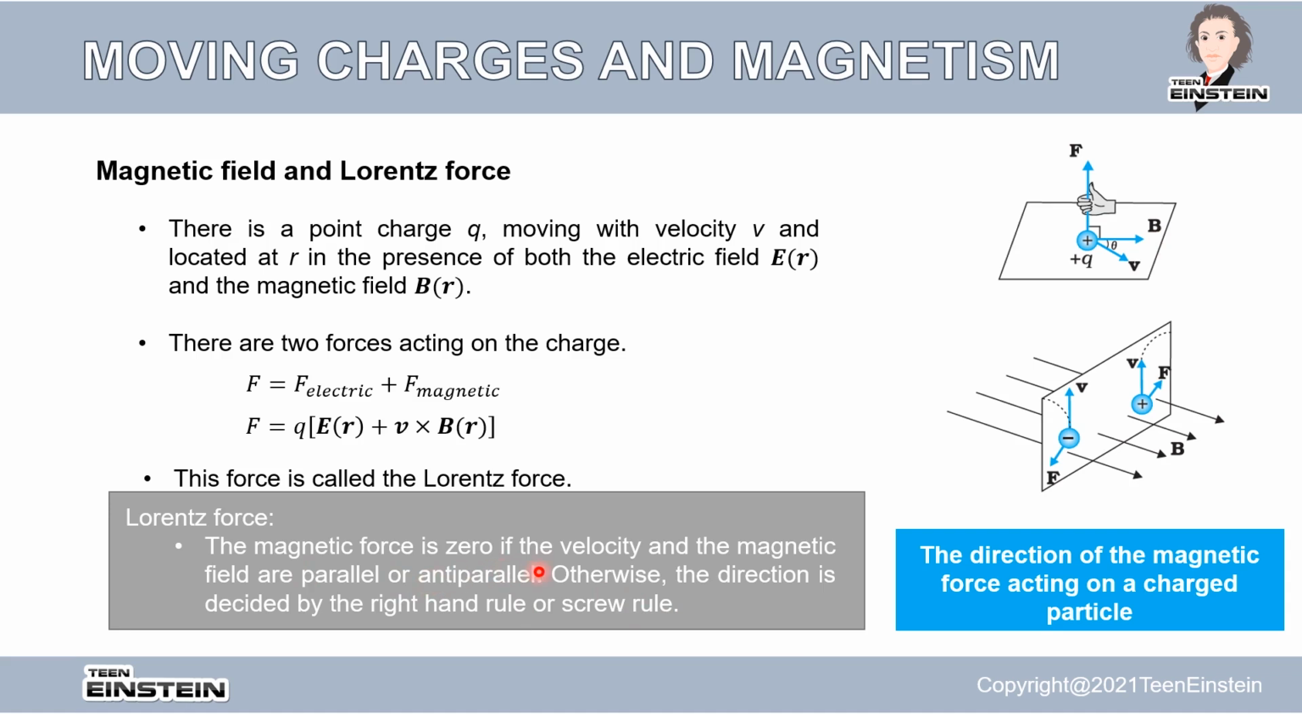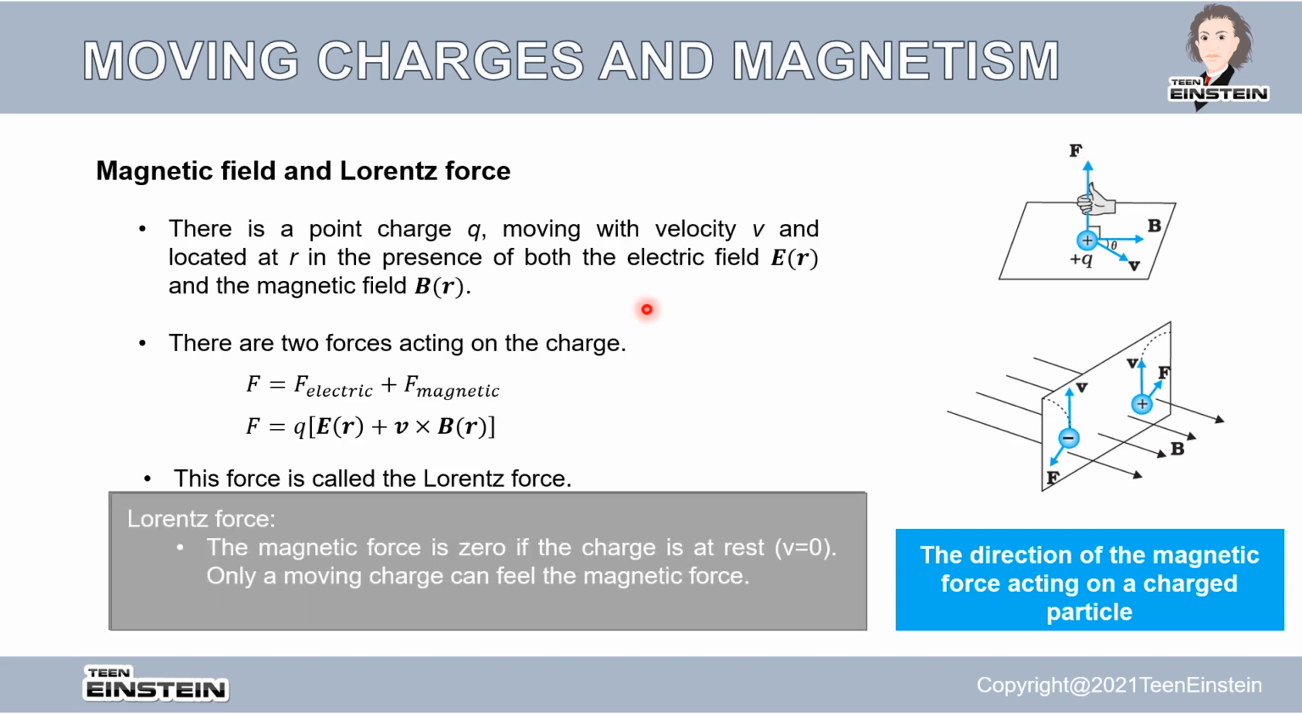The magnetic force is zero if the velocity and the magnetic field are parallel or anti-parallel. Otherwise, the direction is decided by the right hand rule or screw rule. So what does the right hand rule say? If you curl the fingers of your right hand from V to B, then your thumb direction gives you the direction of the product. So here it is illustrated clearly. The curling of the fingers happens from V to B, and the thumb is pointing upward, which is the direction of the magnetic force.